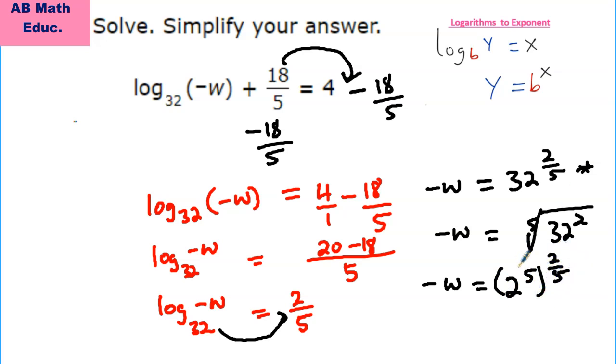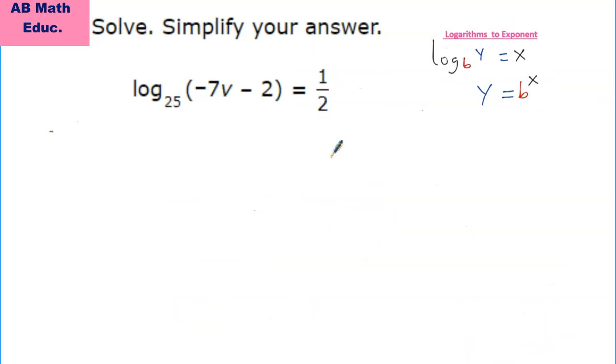If that's the case, this and this will go away, they will turn into 1, and then the square is still over there, so we will get negative w is equal to 2 squared, which is 4. Now we're looking for w, so it's going to be negative 4. Okay, at this moment you get the process, so you can pause and then try it.